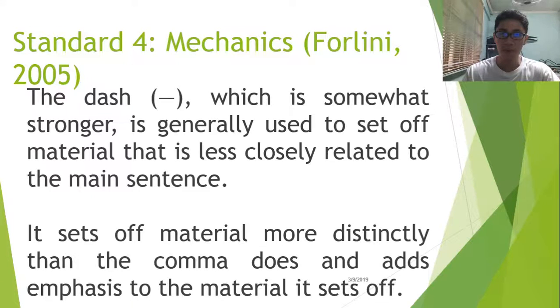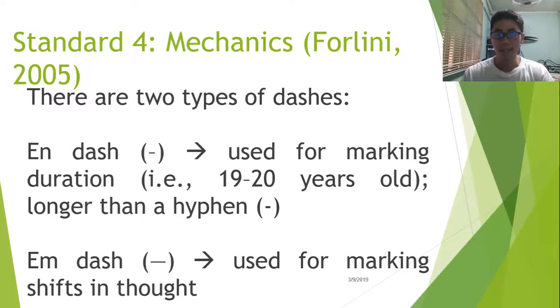And what is more, aside from helping to fix the problem on interrupting ideas, it can add emphasis to your message. That's the nature of the dash. Before we proceed further, let's distinguish between the two types. The N dash, the one that you see above, is used for marking duration or any range of numbers, like for instance, 19 to 20 years old, from 2000 to 2010. We often write those ranges. So what we use is the N dash, which is longer than a hyphen but shorter than the M dash, which we are currently discussing here. The M dash is the longest among the three lines, and it's used for marking shifts in thought.